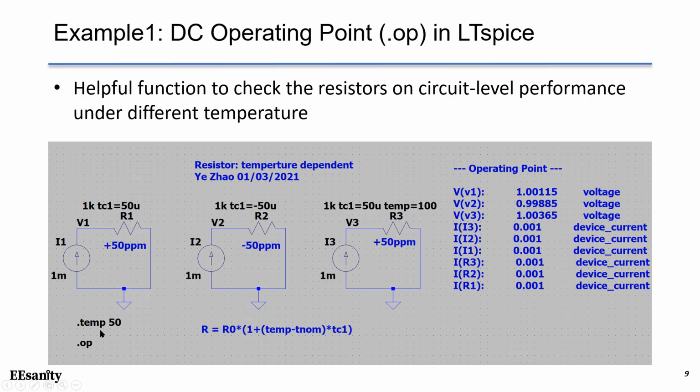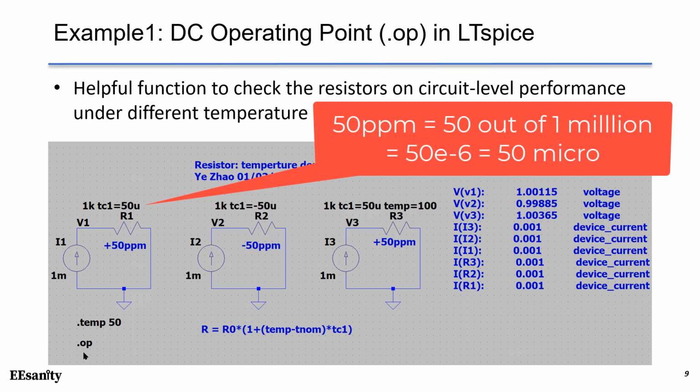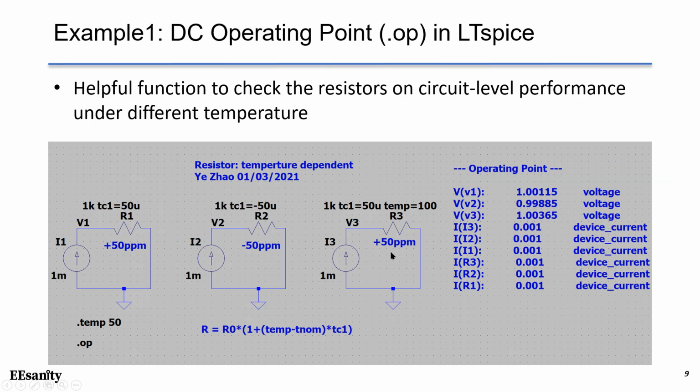You can see here .temp 50 means in this circuitry, the operating temperature is defined as 50 degrees C, and we are using .op to run the operating point simulation. In this case, we just define the temperature coefficient Tc1 for each resistor. In the first resistor, we use plus 50 ppm. The second resistor, we use minus 50 ppm. In the third resistor, we use plus 50 ppm.